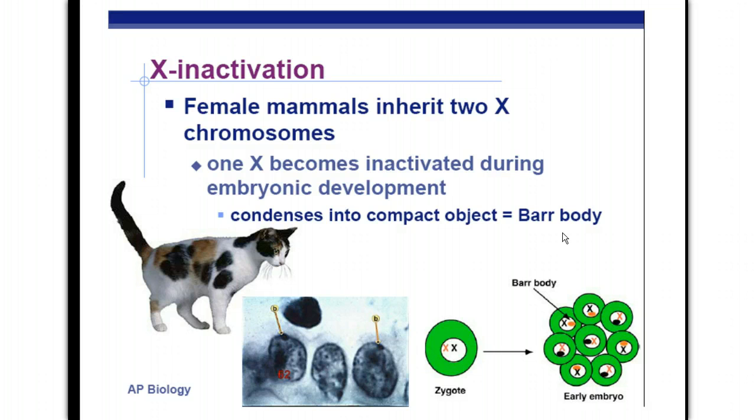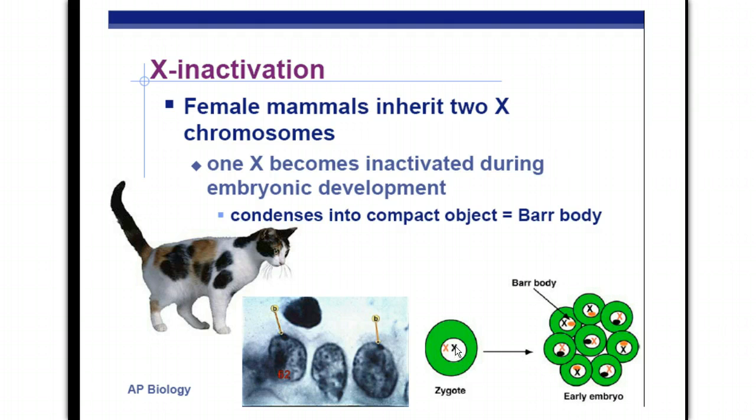Now don't confuse that with a polar body. A polar body is one of the 3 cells that have been made during meiosis by females. One of the 4 cells becomes an egg, and the other 3 are polar bodies that just get reabsorbed. This is something else. A Barr body is the X chromosome that gets inactivated.